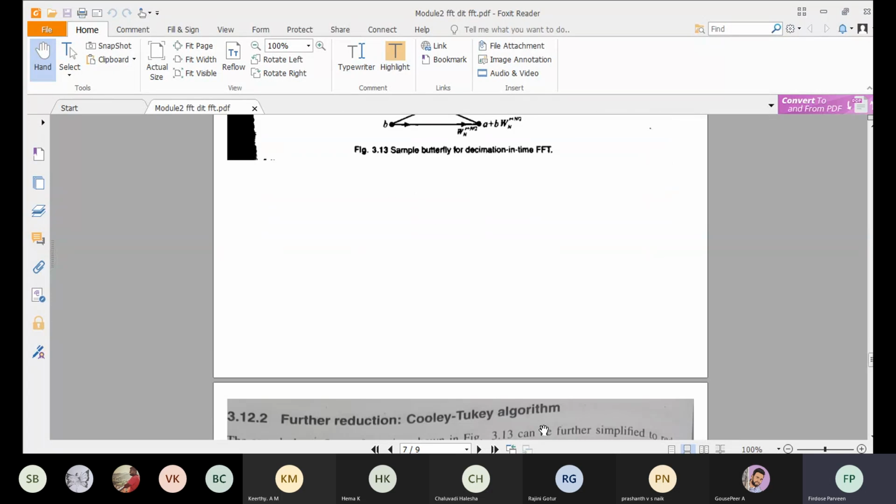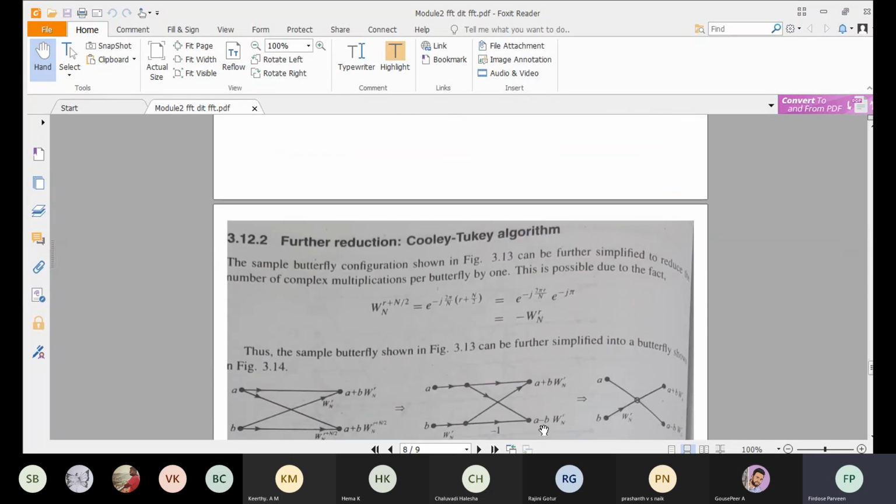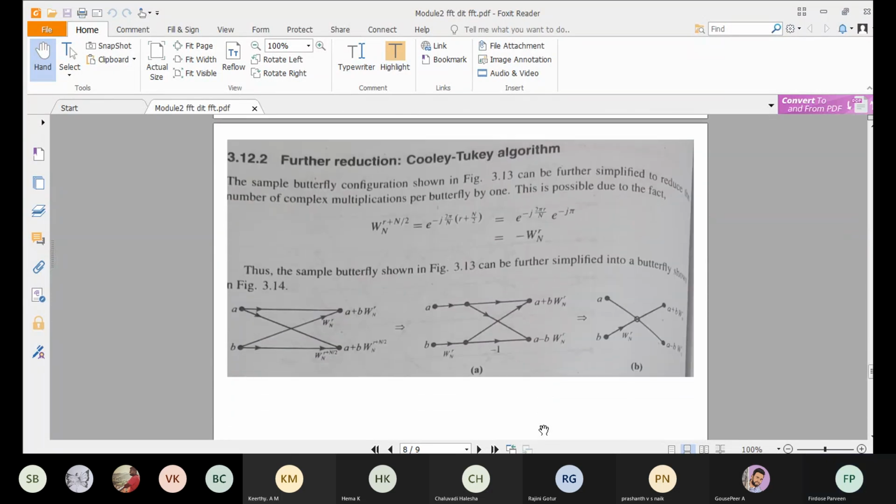So the reduced diagram will be in this way. So a plus b, wn to the power of 3. Here also what we have got, a plus b, wn to the power of r plus n by 2, can also be written as a plus b, wn to the power of r, a minus b, wn to the power of r. How it is we will see. Why this is being changed to a minus b.